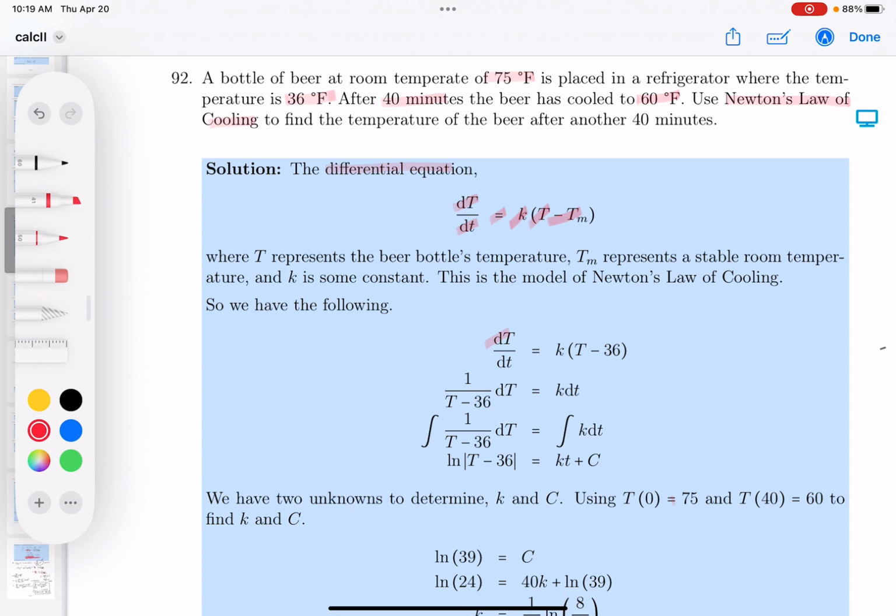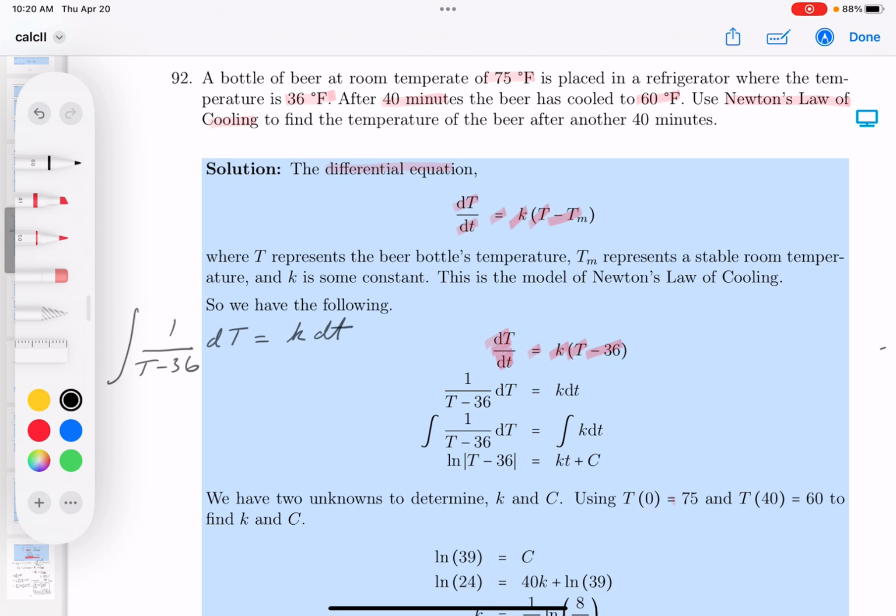So I write down dT, that's a change in temperature, over dt is equal to k, no idea, times T minus 36. Uppercase T stands for the temperature of the beer in the refrigerator at time t. What's the 36 represent? The stable temperature of the refrigerator, all right? Now what I've got to do is separate the variables. Let me do that for you. So it would be dT times 1 over T minus 36 equals k dt.